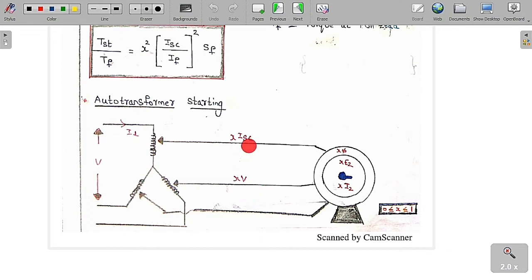As the voltage is reduced, the current is reduced, then the flux is reduced, the EMF induced in the rotor is decreased, and the current induced in the rotor is also decreased. So if this is the supply voltage V and this is the line current IL, the voltage is reduced to X into V and the current is reduced to X into ISC, where ISC is the starting current. The supply voltage is decreased, so the starting current is also reduced. The flux is also reduced by X, the EMF induced in the rotor is decreased to X into E2, and the current induced in the rotor is decreased to X into I2.